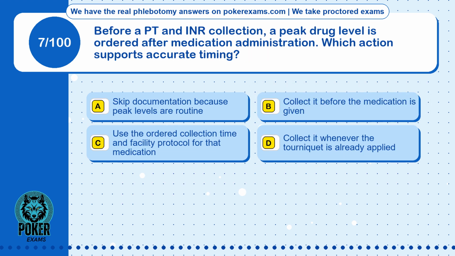Question 7. Before a patient's INR collection, a peak drug level is ordered after medication administration. Which action supports accurate timing? Option A, skip documentation because peak levels are routine. Option B, collect it before the medication is given. Option C, use the ordered collection time and facility protocol for that medication. Option D, collect it whenever the tourniquet is already applied.